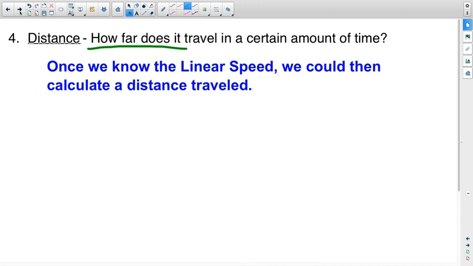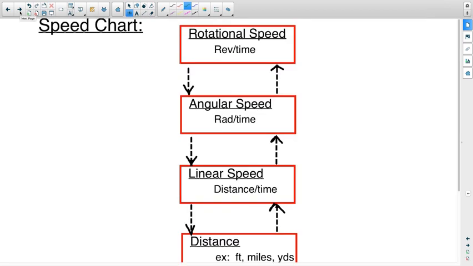Now, this is the last thing that I'd like you to jot down, and this is the most important part. We call this the speed chart. It's how all of the different speeds are related to one another. And so you kind of have to go in this sequential order. For example, we'll start with rotational speed, and I also have the units on here so that we can always keep in mind what the units look like for each of the different types of speed. So rotational speed is typically RPMs, which stands for revolutions per some amount of time, usually minutes.